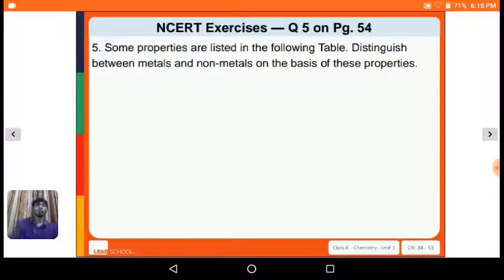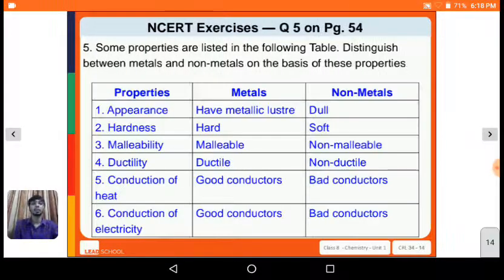Some properties are listed in the following table. Distinguish between metals and non-metals on the basis of these properties. So you can write like this: properties, appearance, hardness, malleability, ductility, conduction of heat, conduction of electricity. So metals के अंदर have a metallic luster, non-metals dull; metals hard और soft, malleable, non-malleable, ductile, non-ductile; then good conductors, bad conductors, good conductors and bad conductors. ये आंसर आ जाएगा.